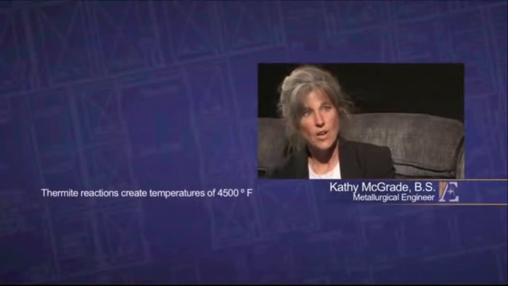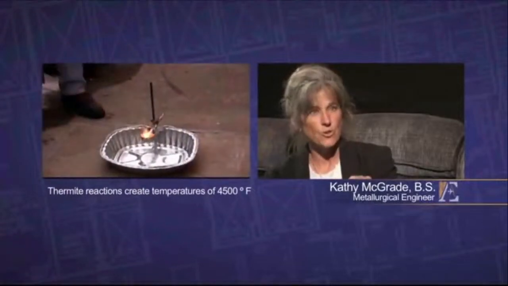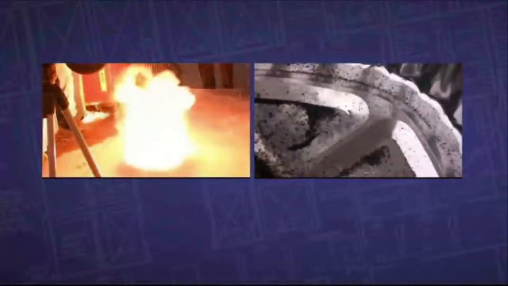You must have had a much hotter heat source to get 2,700 degrees Fahrenheit in order to melt the iron to get these molten spheres. Your heat source must be something like an exothermic chemical reaction that reacts, in the case of thermite, at 4,500 degrees Fahrenheit.